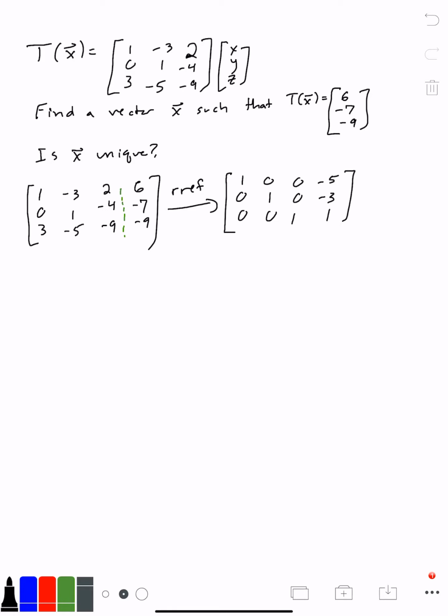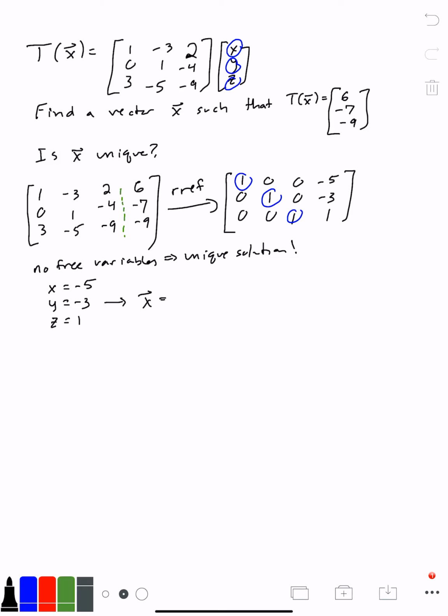And so what this tells us is that since we do have 3 pivots, and there were originally 3 variables, that there's no free variables. And if there's no free variables, that means that there is a unique solution. So it is unique here, and we can read off the answer. X is negative 5, y is negative 3, and z is 1. Or if we want to write it in vector notation, negative 5, negative 3, and 1.